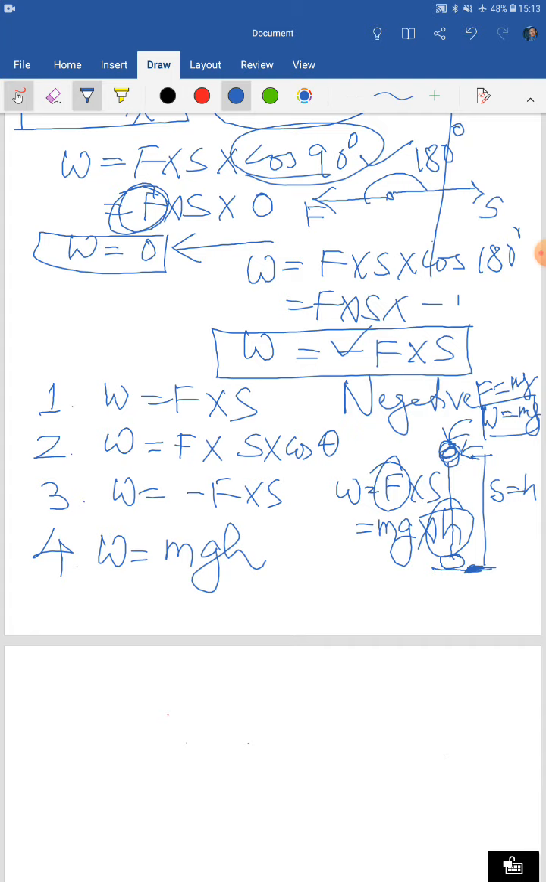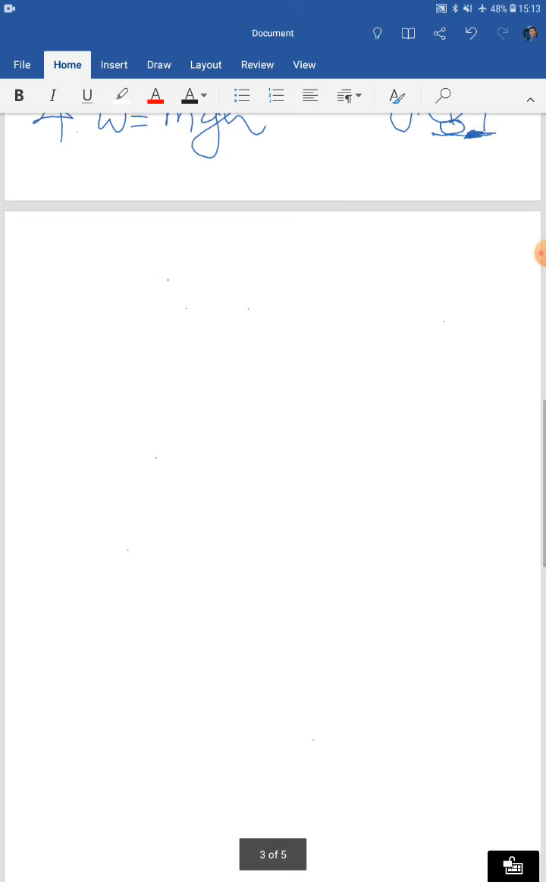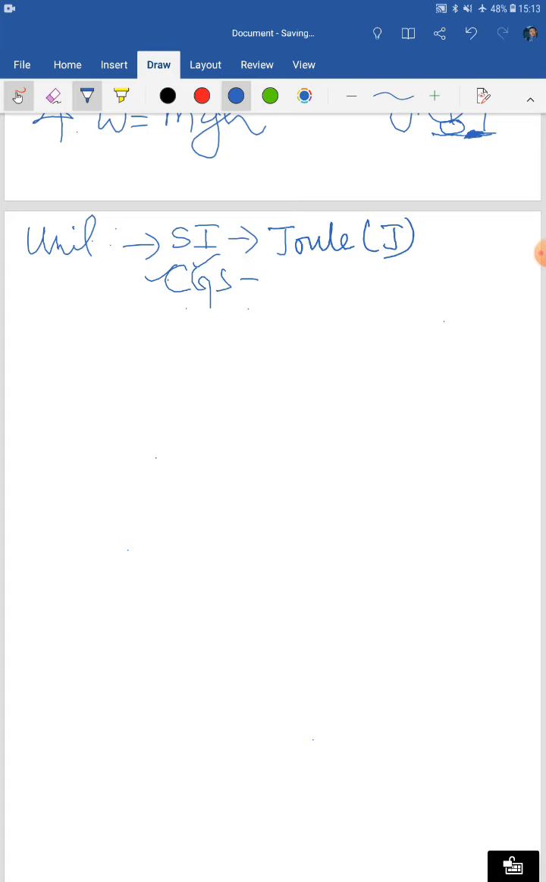All right, now after this what we must learn is the unit. Unit of work. As I said, you'll have SI and CGS. In the SI system, the unit of work is joule, abbreviated as capital letter J. And in the CGS, in the centimeter gram second system, it is erg. E-R-G, erg. All right.